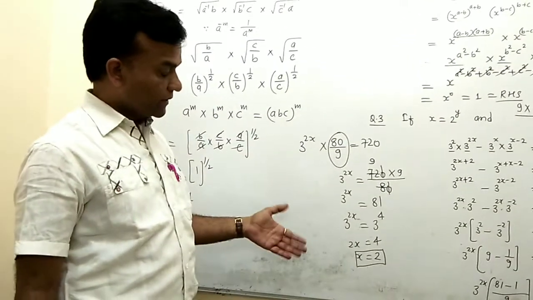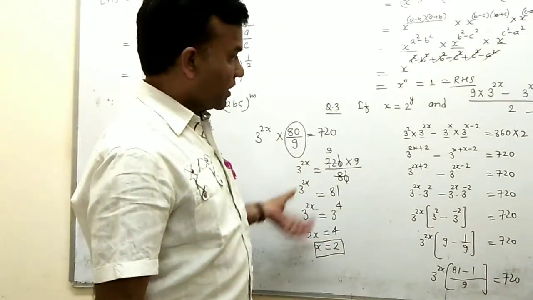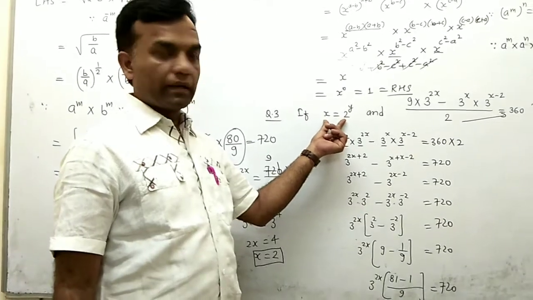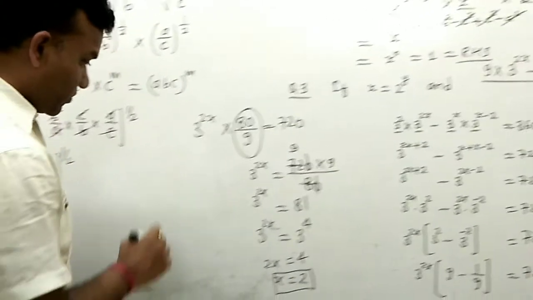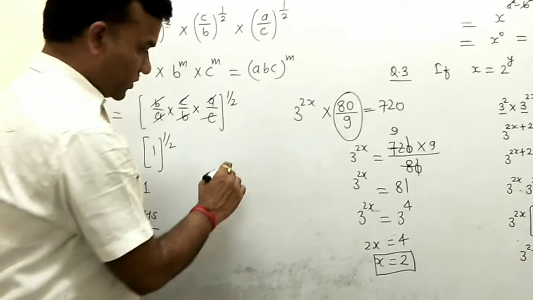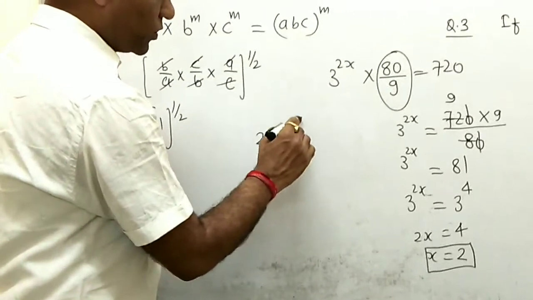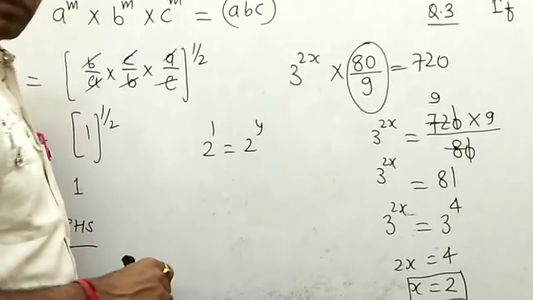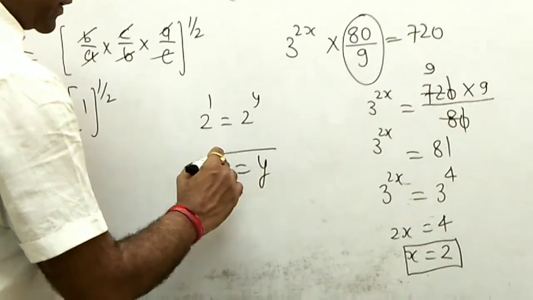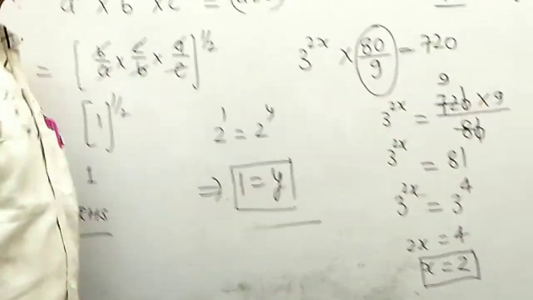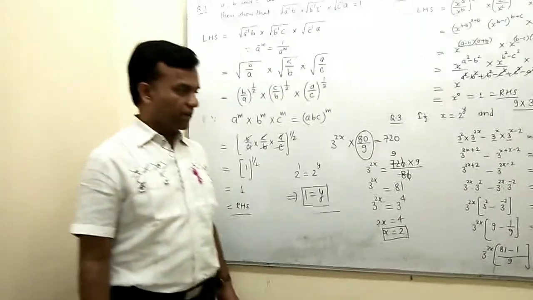Now this is not the end of the question, because our main aim is y. Here x equal to 2 to the power y is given. So 2 equals 2 to the power y, and here the power is 1. Comparing the powers, 1 equals y. So the value of y you got is 1. Okay, that is again very easy.